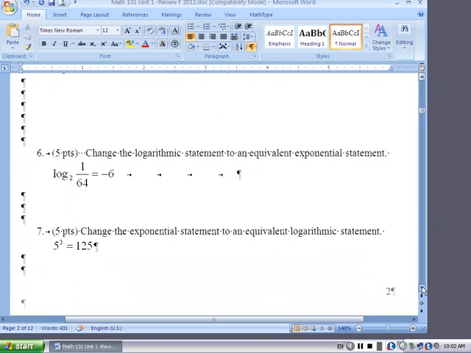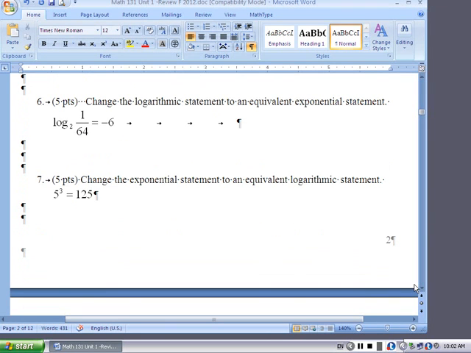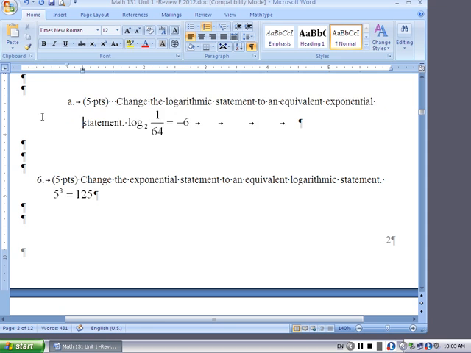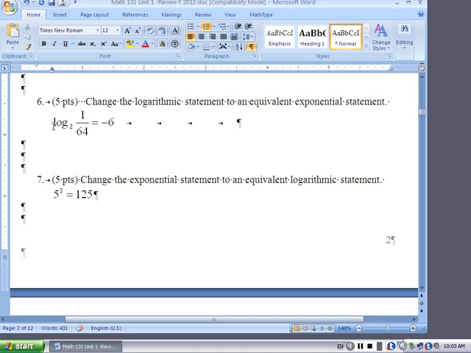All right, now let's practice on this logarithm. I think this is the part you need a lot of practice. Am I correct? Okay, so now let's do it. Okay, great. All right, change the logarithmic statement to the equivalent exponential statement. Let me ask you, for this notation, what is the base?